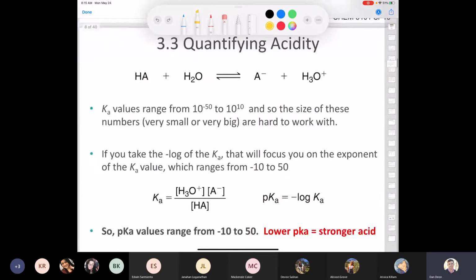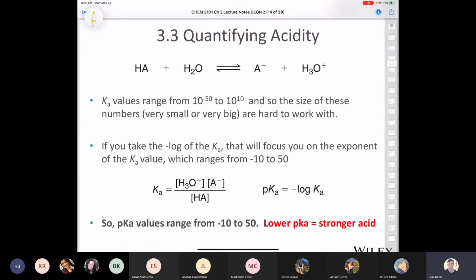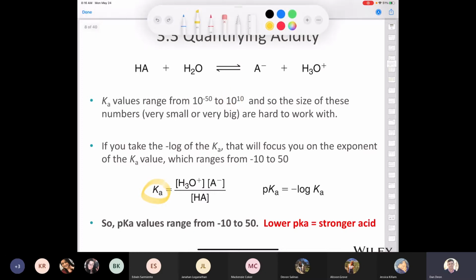From there, let's move on and talk a little bit more about this whole concept of quantifying acidity. Because when you actually calculate Ka values, and again, this is something you would have done in general chemistry too, you'll probably remember that they have a wide range of values for acids. You can have a really big number like 10 to the power of 10, or a really, really small number like 10 to the power of negative 50.